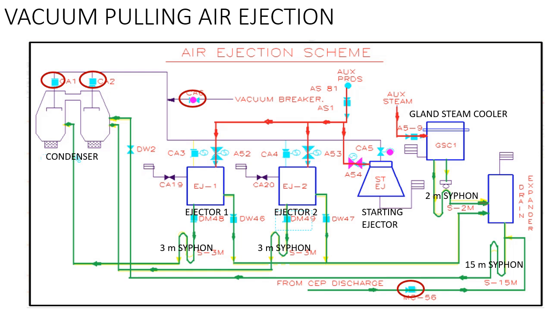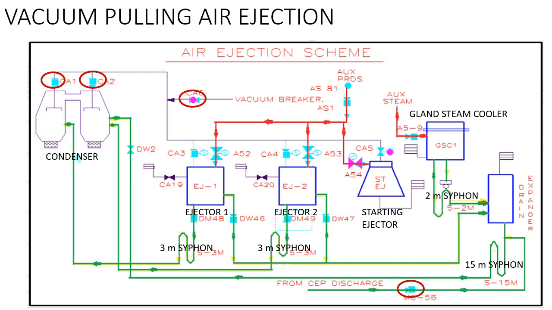Then you have got ejectors also. For all the ejectors drains, there you have got a 3-meter siphon. So it is not directly connected to air, it is through the siphon. The condenser is connected, the drains are connected through the siphon.